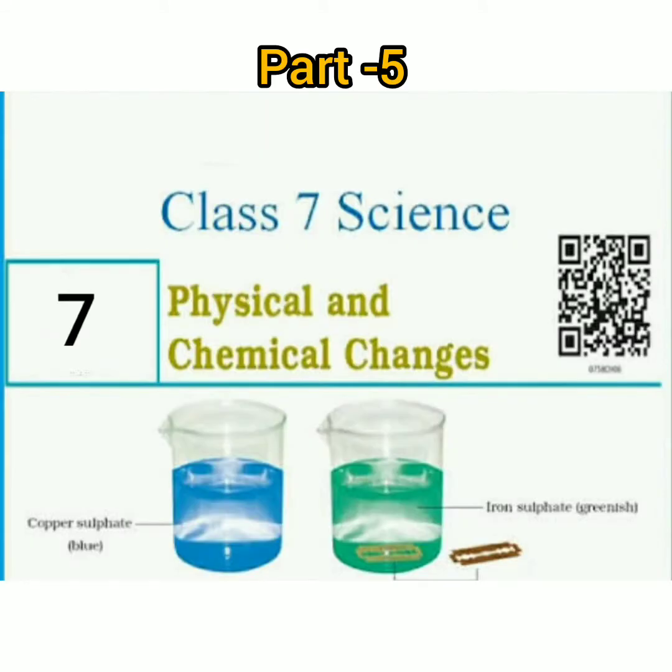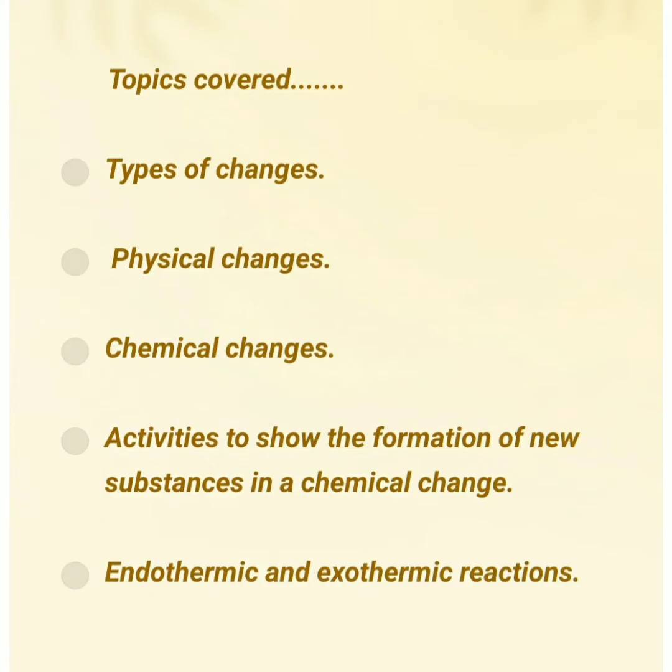Well, this is the fifth session of chapter number 7, Physical and Chemical Changes. Till now in this chapter, we have discussed various types of changes and the difference between physical and chemical changes. We have also done two activities showing the formation of new substances in a chemical change. Then we discussed the difference between endothermic and exothermic reactions.